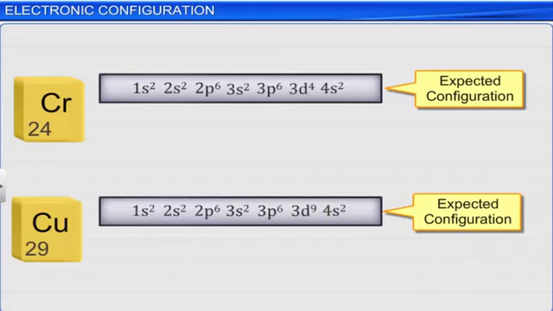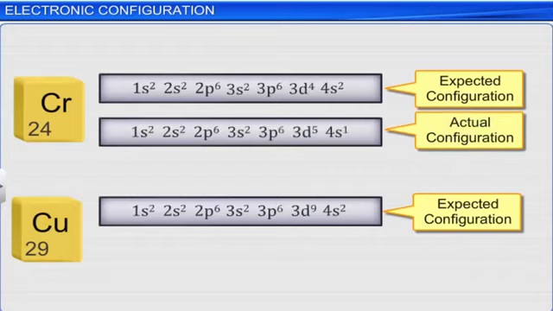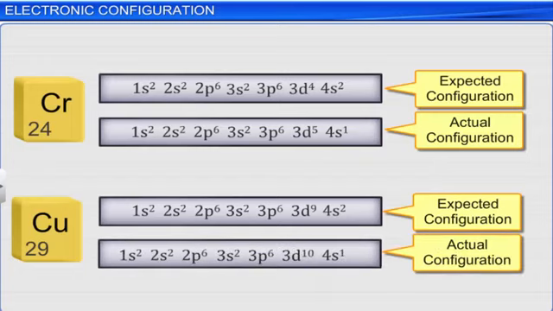But actually their configurations are 1s2, 2s2, 2p6, 3s2, 3p6, 3d5, 4s1, and 1s2, 2s2, 2p6, 3s2, 3p6, 3d10, 4s1 respectively. This happens in certain elements when two subshells differ slightly in their energies. An electron may shift from a subshell of lower energy to a subshell of higher energy, if this shift results in symmetrical distribution of the electrons in the orbitals of the subshell that has higher energy.